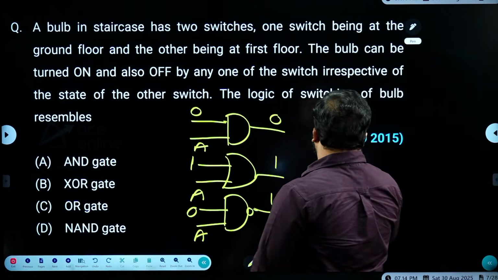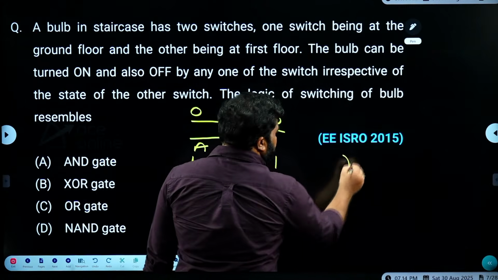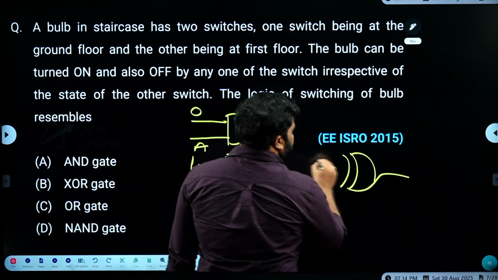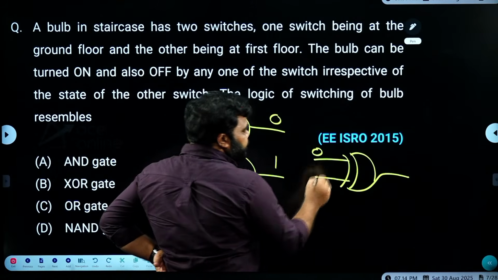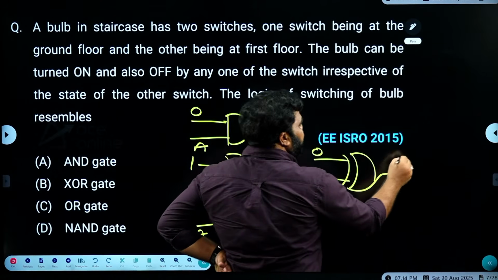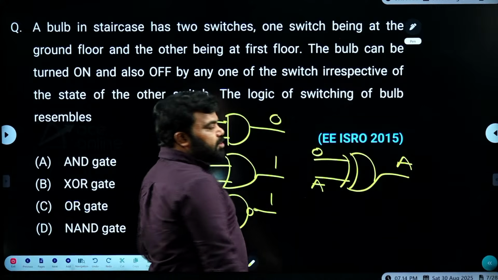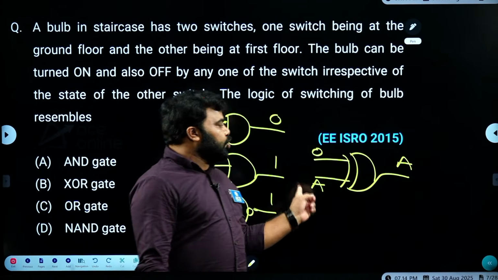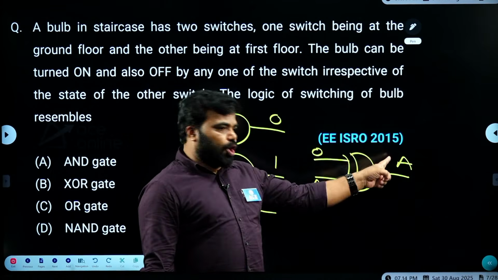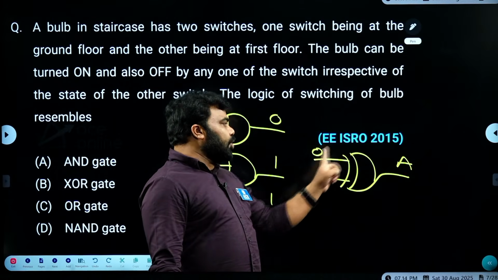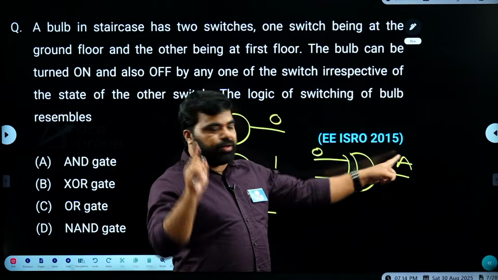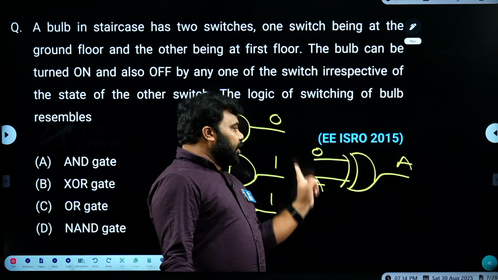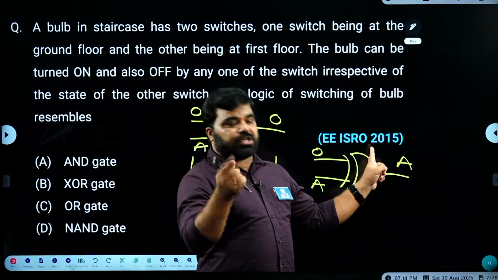But coming to XOR gate, a simple logic: using that, if one input is 0, output is A. That means by using this A switch or another switch, you can switch off as well as switch on. So if A is 0, it is going to be 0, means off. When A equals 1, it is going to be 1, means it is on. So when it is 0, it is possible to switch on as well as switch off.